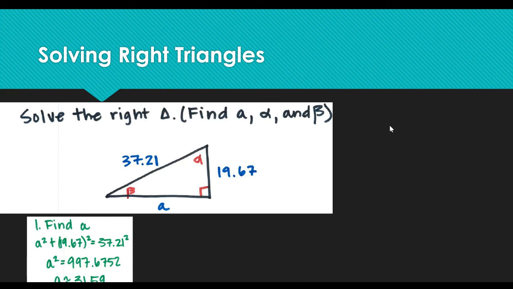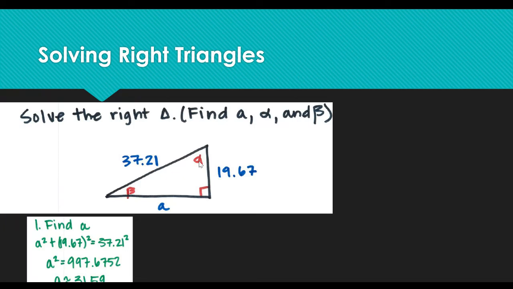It's the angles that are tricky to find, because we know this one's 90, but we don't know anything about alpha up here or beta over here. You can do whichever one you want first, but we're going to go for alpha first. We don't want to use the A value we found because that's rounded, and we want to be as exact as possible. So we know this side is 19.67 and the hypotenuse is 37.21.